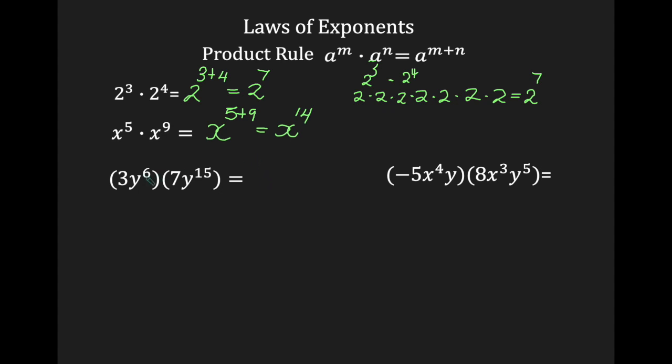Now, sometimes you may get an example where you have numbers in front of your variables. These numbers, we call them coefficients. So here I have 3y to the 6th power, and I'm multiplying 7y to the 15th power. Now the coefficients will multiply each other. So the 3 and the 7 will multiply each other. The y to the 6 is going to multiply the y to the 15 because the rule states the base must match. 3 times 7, 21.